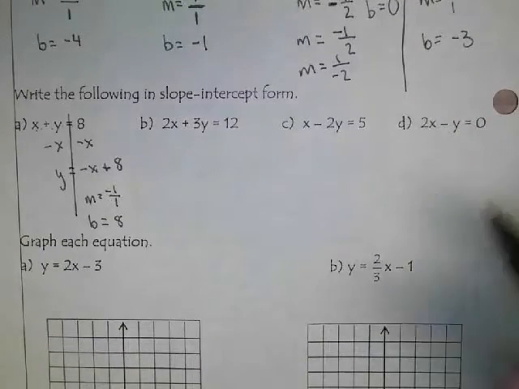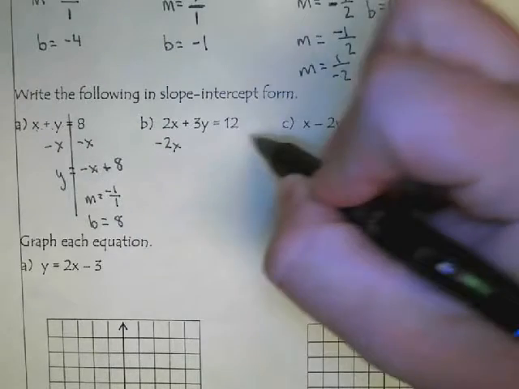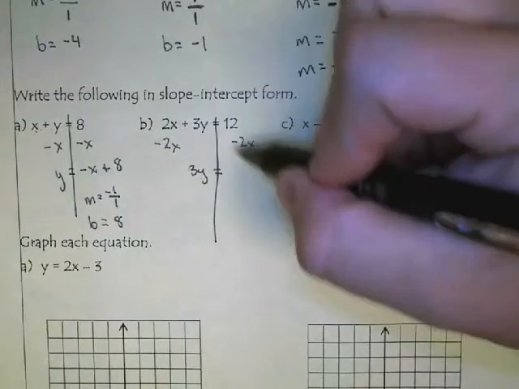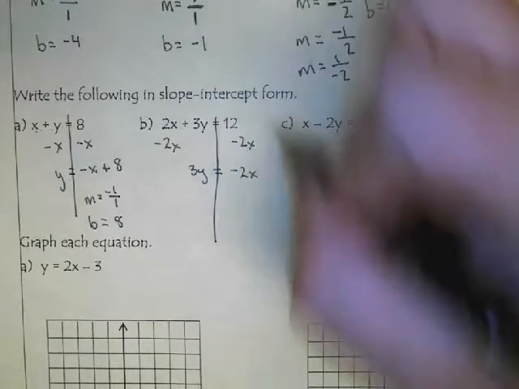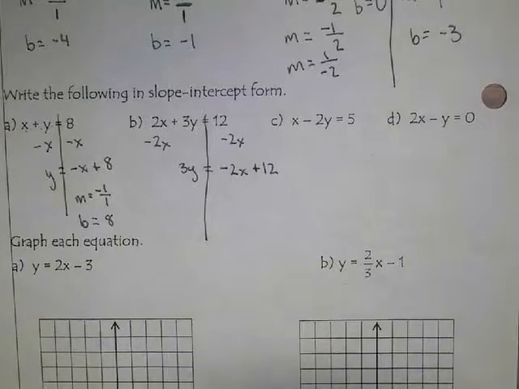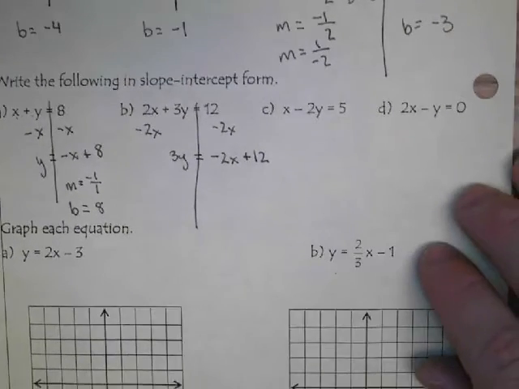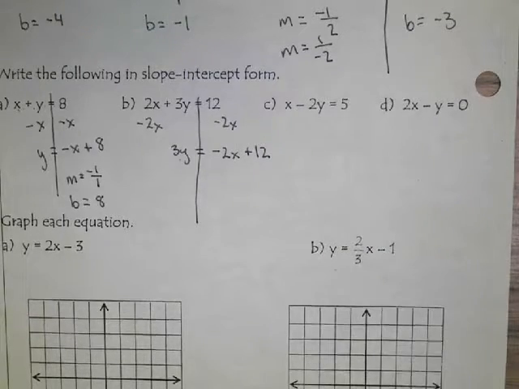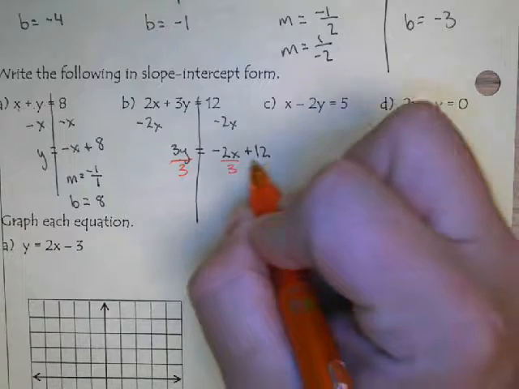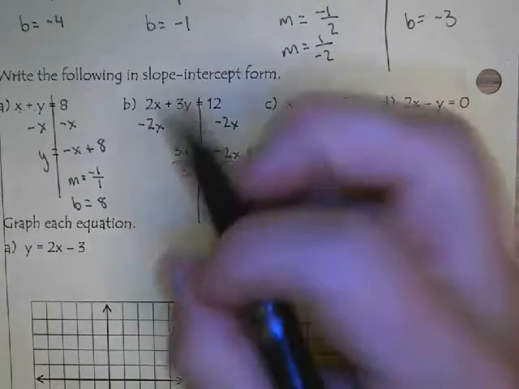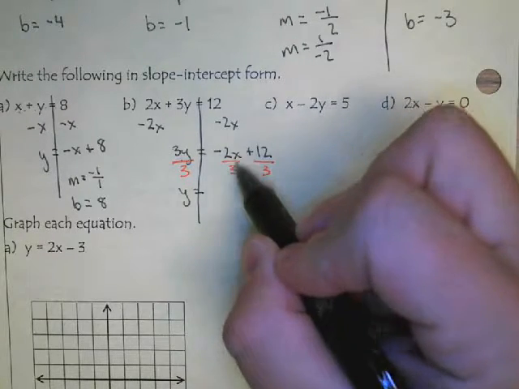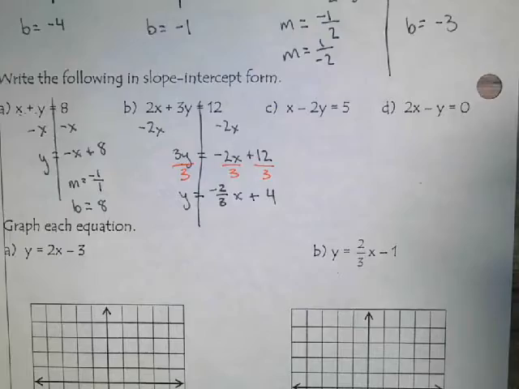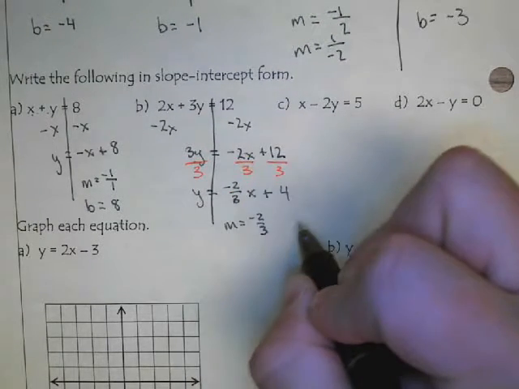So let's do b together. First thing I'll do is subtract 2x, my goal being to isolate the y. So I have 3y is equal to negative 2x, putting our x first. Since that's a positive 12, we will add 12. Now when I'm dividing by 3, we have to be equal opportunity dividers. If I'm dividing this term by 3, every term has to get divided by 3. So now we have y is equal to negative 2/3 x plus 4. Now we can identify our slope. Slope is negative 2/3, and our y-intercept is 4.